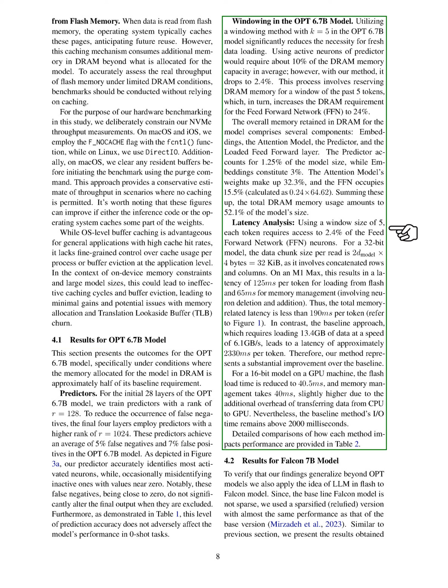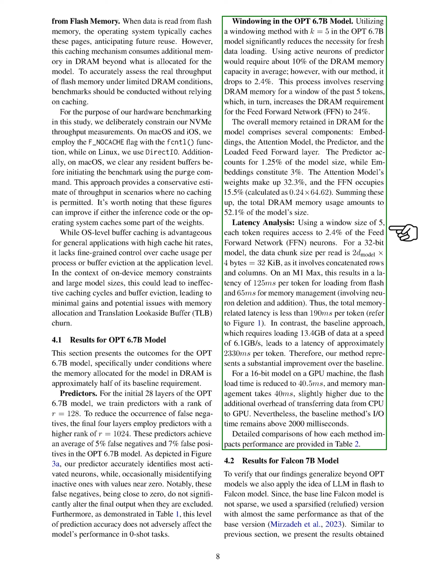Using a windowing method with a window size of 5 in the OPT 6.7b model significantly reduces the need for fresh data loading. Using active neurons of the predictor would require about 10% of the DRAM memory capacity on average. However, with our method, it drops to 2.4%. This process involves reserving DRAM memory for a window of the past 5 tokens, which increases the DRAM requirement for the feed-forward network, FFN, to 24%. The total DRAM memory usage amounts to 52.1% of the model's size.